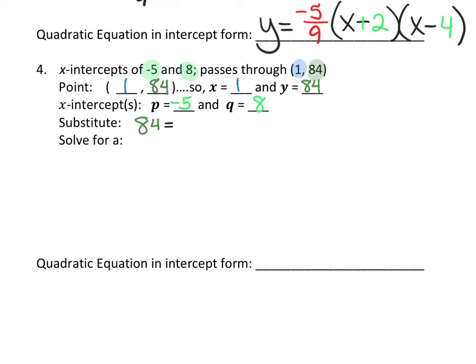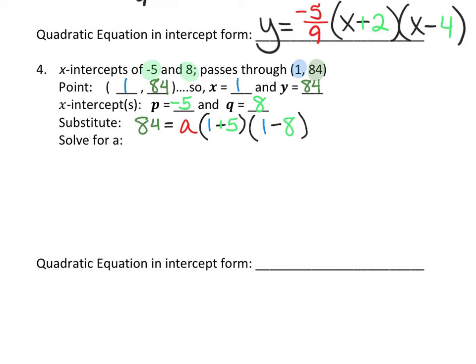A. Do we know what A is yet? No, so I'm going to leave that as the letter. And then I have X. What is X? 1. And then I'm going to subtract P. What is P? Negative 5. So I'm going to make that a plus sign with a 5 because it was negative. Close that parenthesis, open a new parenthesis. What number goes next? X, which is 1. And then I'm going to subtract 8.